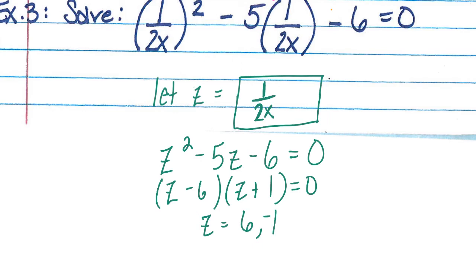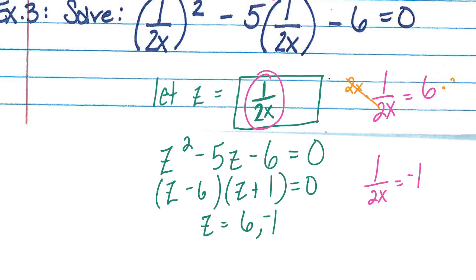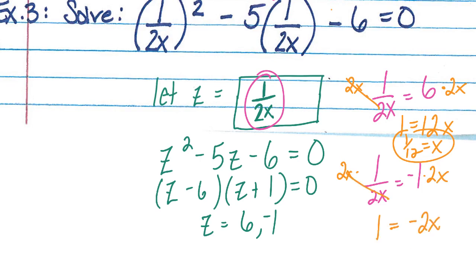But I'm not solving for z, I'm solving for x. So z is equal to 1 over 2x. 1 over 2x is equal to 6. And 1 over 2x is equal to negative 1. And we could just multiply by 2x to get rid of it because we want x out of the denominator. 1 is equal to 12x and x is equal to 1/12. Multiply each side by 2x. 1 is equal to negative 2x, so x is equal to negative 1/2.